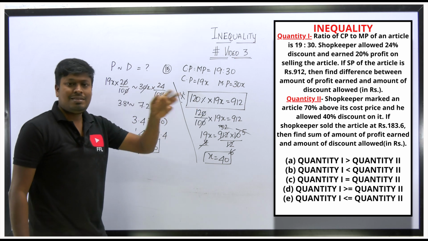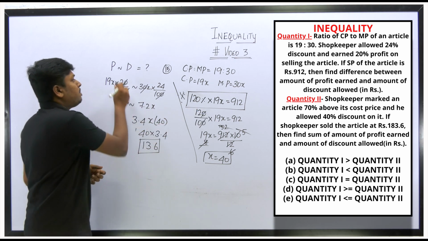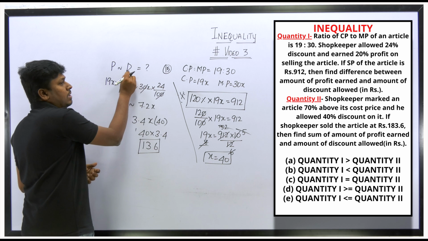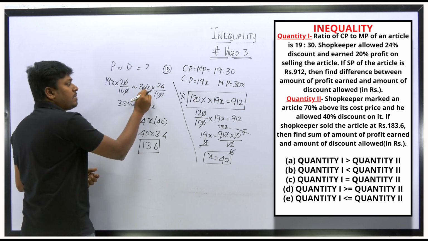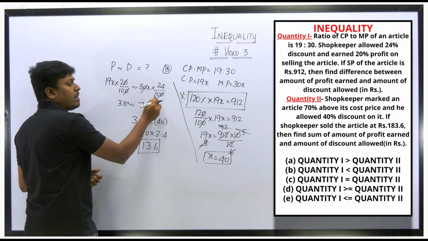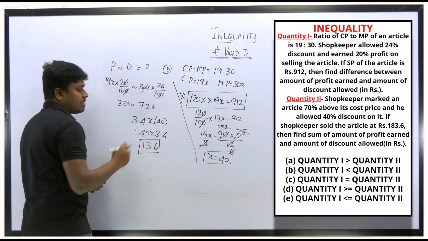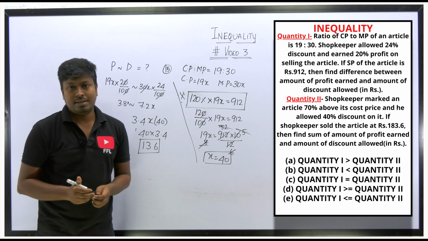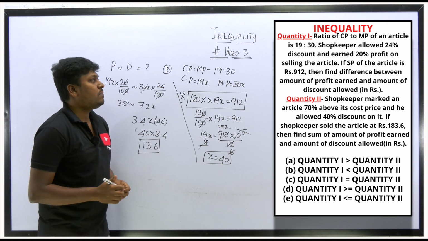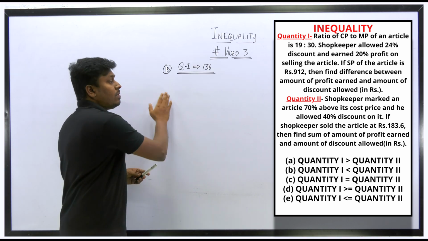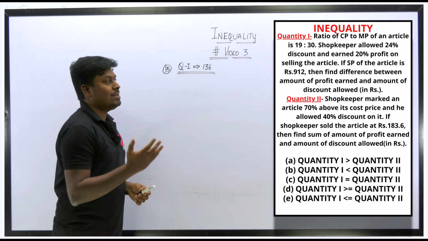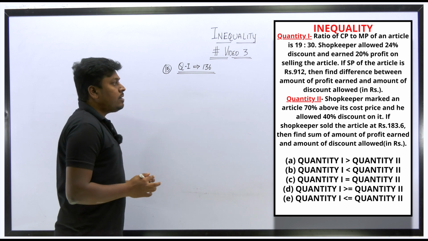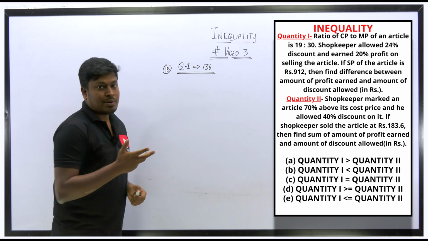What they are asking is to find the difference between the profit earned and the discount allowed. From the cost price, the profit earned is 20, and from the marked price the discount is 24. So when you find the difference, the resultant answer will be 136, which is the answer for quantity 1. Now we can solve quantity 2, because quantity 1 we have solved just now. Quantity 2 is again based on the profit and loss concept.